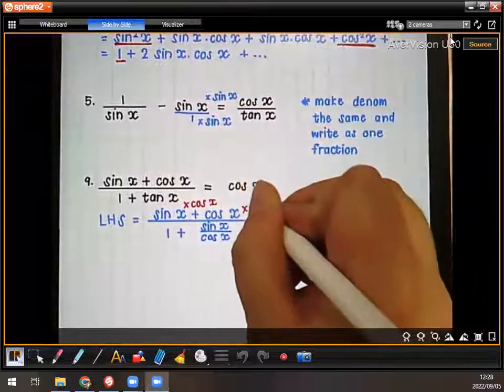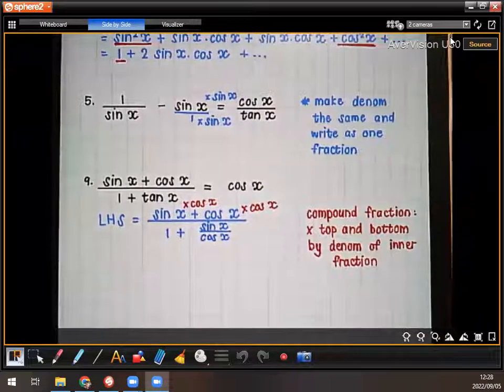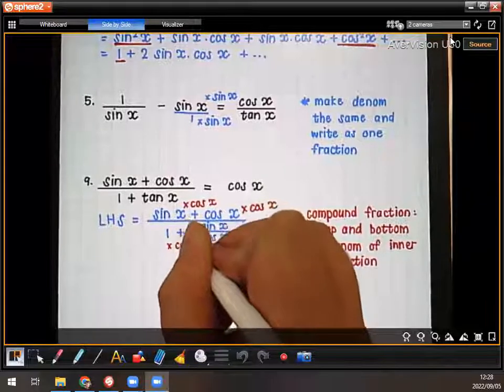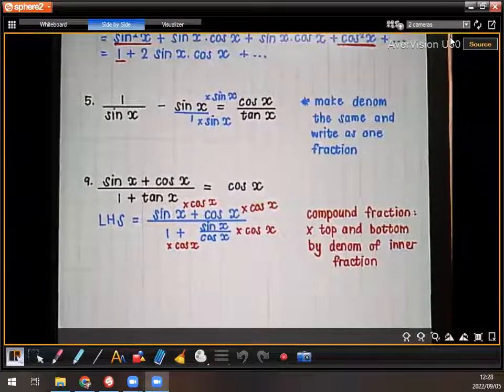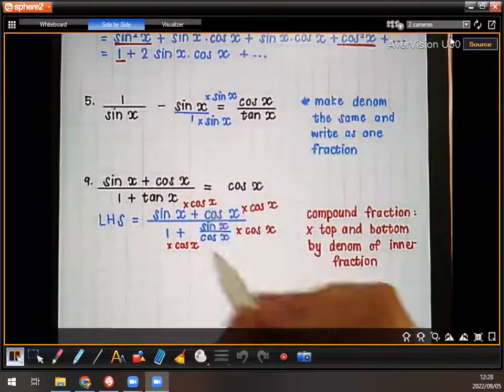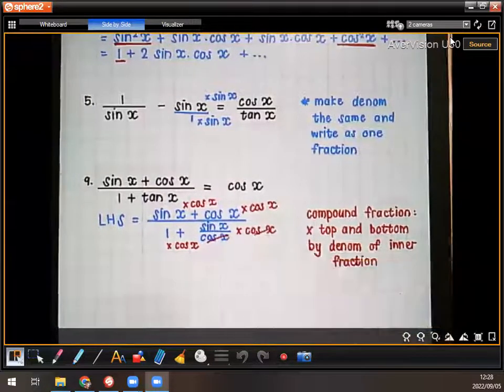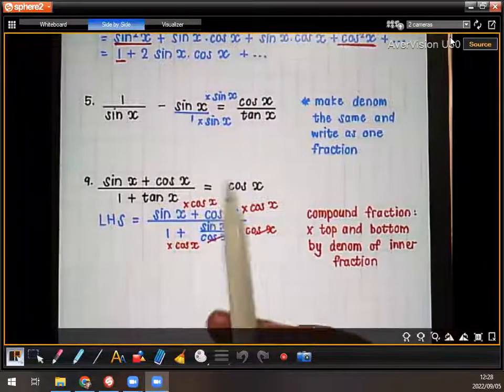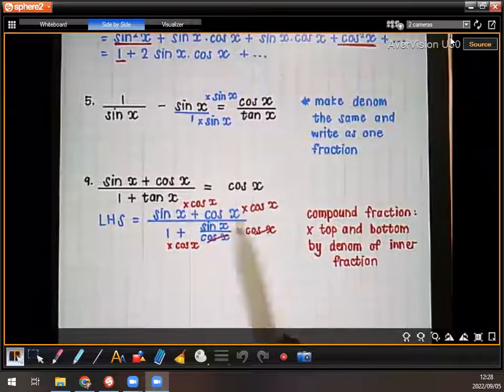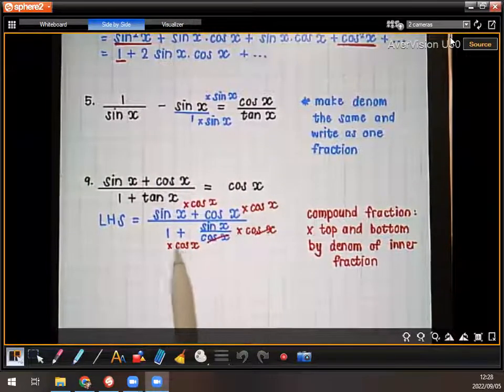So I'm going to times that sine x by cos x. I'm going to times that cos x by cos x. I'm going to times the 1 at the bottom by cos x. And then finally this inner fraction by cos x. So now what happens with that, with this here? The cos x's are going to cancel out. Alright, so that is the quickest way, guys, of getting rid of that inner fraction. Okay, but now all your other terms, right? We're going to have sin x cos x plus cos squared x over cos x plus sin x. Okay, see what you can do from there.